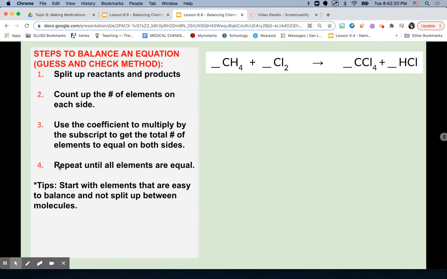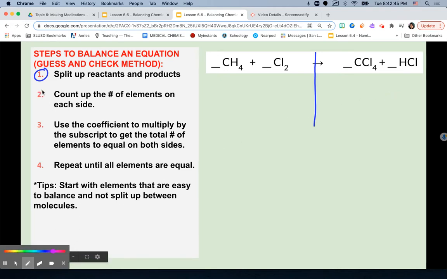So I'm going to color code each of the steps and make sure you have the steps written down as well. So step number 1, I'm going to split the reactants and the products on both sides. So before the arrow are my reactants. After the arrow, those elements or molecules are my products.